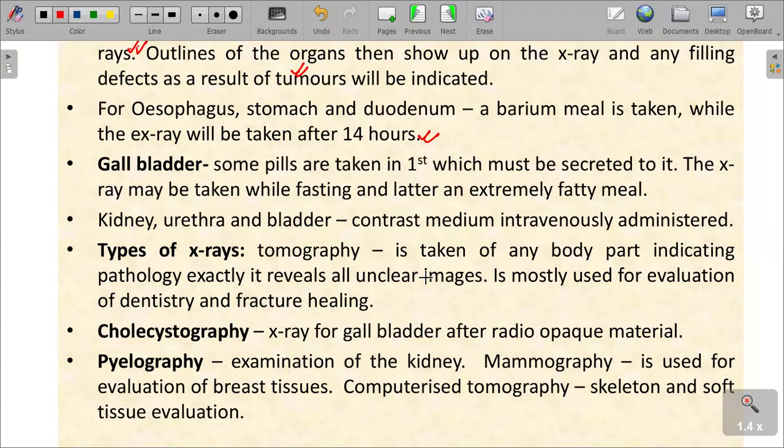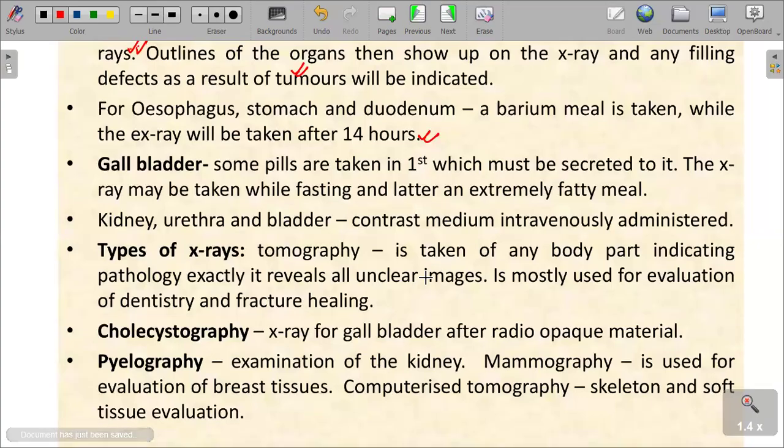For the kidney, urethra and bladder, a contrast medium is administered intravenously. That is, it is administered through the vein. We are saying there is a contrast or coloring substance which is given through the veins.